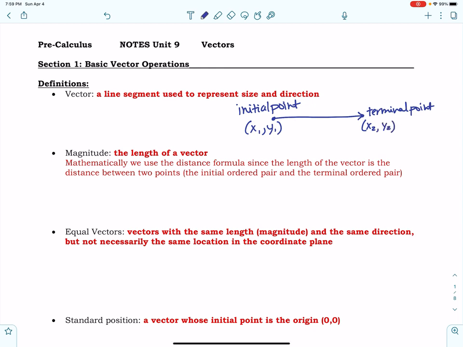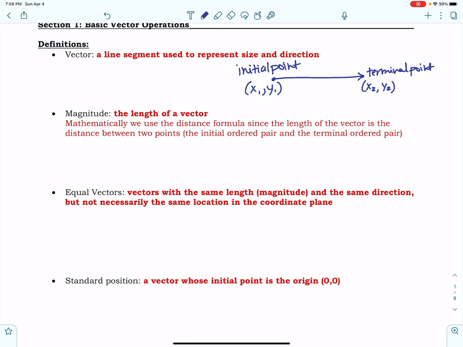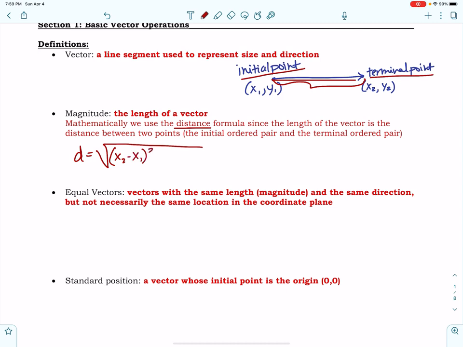All right, so our magnitude, of course, is the length of our vector, and since it is the distance between the initial point, oops, that did not work out as I planned. That's what I meant to do. It is the distance between our initial point and our terminal point. That means that we can use the distance formula, because the distance formula looks like this. It is the calculated distance between two ordered pairs, and it looks like this. So we take the difference of the x values and square them, and we add it to the difference of the y values squared. So that's how we're going to do that.